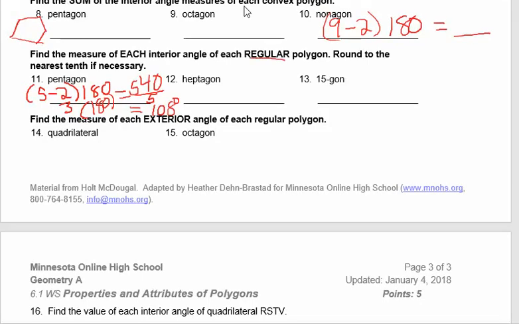Okay, then 14 and 15 is for an exterior. All of the exterior angles, no matter how many sides it has, is equal to 360. So the number of exterior angles that they will have will be equal to how many sides it has, or how many angles it has. So an octagon has 8 sides, and so there's 8 exterior angles, and the sum of those would be equal to 360. So you can just divide by 8 in order to find one of those exterior angles.